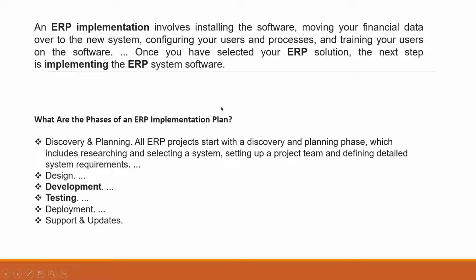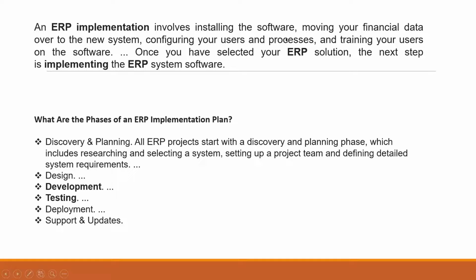So ERP implementation involves installing the software, which is done by the admin team, and moving financial data over to the new system, which is part of data migration. When we're talking about opening balances, trial balance, invoices, customers, suppliers, these are all moving the financial data from the old system to the new system. Then configuring your users and processes. This is nothing but creating the roles and attaching the users, then processes.